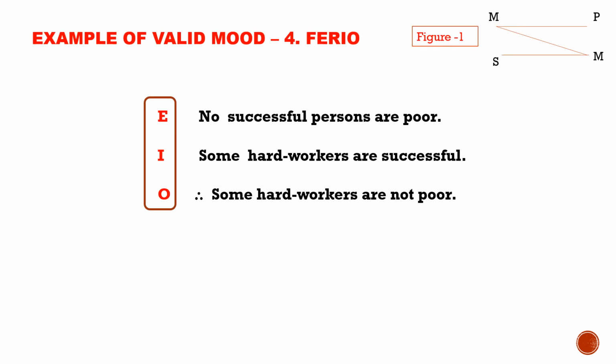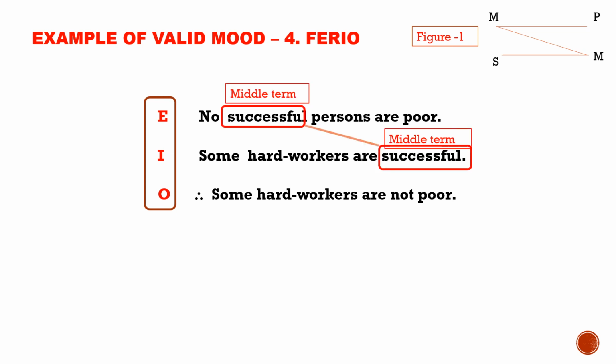Let us take an example of valid mood 4 of figure 1, that is Ferio. EIO. No successful persons are poor. Some hard workers are successful. Therefore, some hard workers are not poor. The middle term is successful, the subject term is hard workers, and the predicate term is poor. So here it also does not violate any rules of syllogism. So it's a valid mood, Ferio.